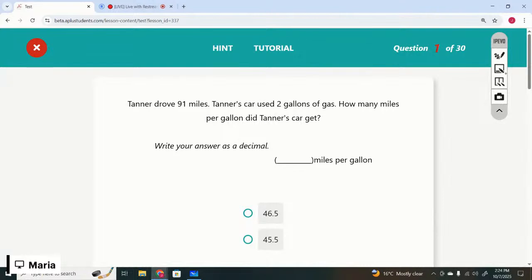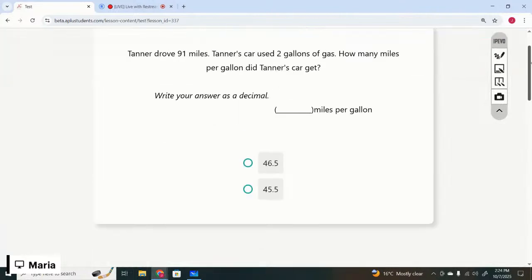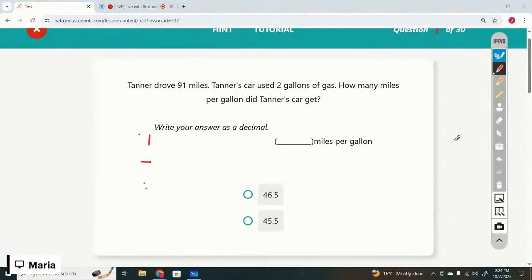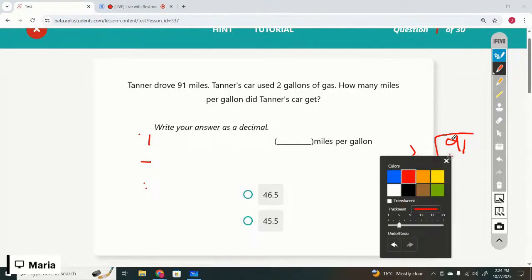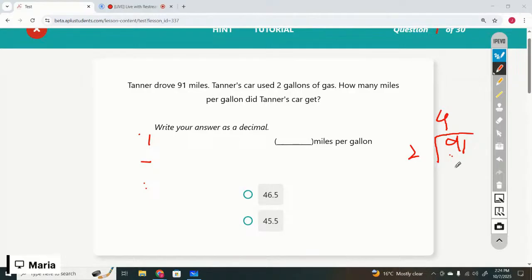That's the one we just did, Tanir. You use 2 gallons of gas. You need to divide it by the 2. So you need to count a table of 2 until 9. So basically you have to count 2 times what number is 9. So we can go for 2 times 4 is 8. 9 take away 8 is 1. Now you need to bring the next digit down, that makes it 11. We can go for 2 times 5 is 10.